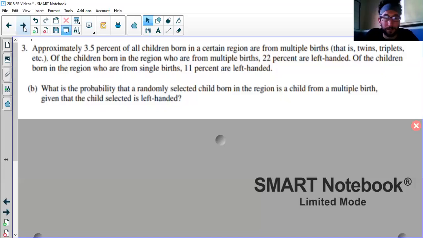So next up, we want to go to part B. Sorry, I paused for a second. I'm wondering, did I share the right screen? So now we want the probability of a randomly selected child born in the region is from a multiple birth given the child is left-handed. Oh, no, we don't want to do that. I'm sorry. Let's go back to A.